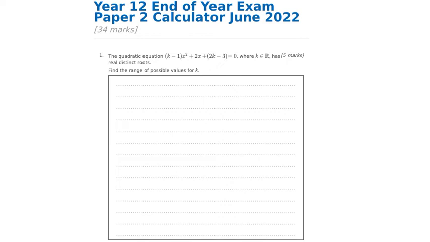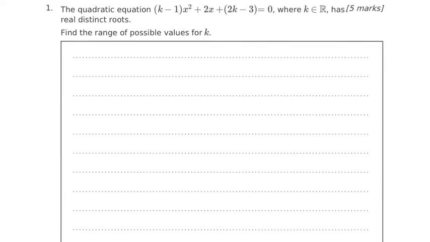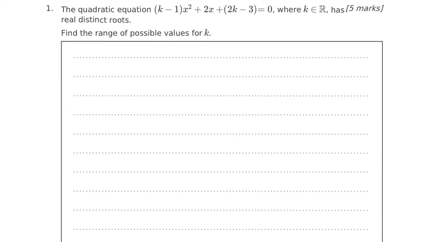Question 1. The quadratic equation (k minus 1)x squared plus 2x plus 2k minus 3 equals 0, where k belongs to any real number, has real distinct roots. Find the range of the possible values for k. First thing we're going to do is use the discriminant.